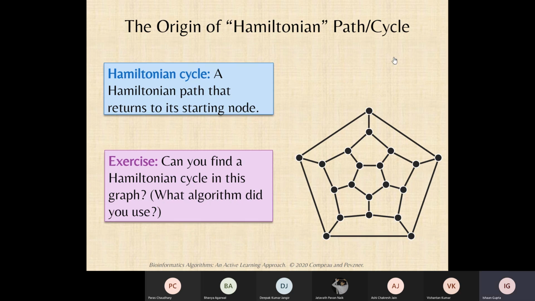Has anybody found a cycle? Please show me your hand. I hope people are trying.